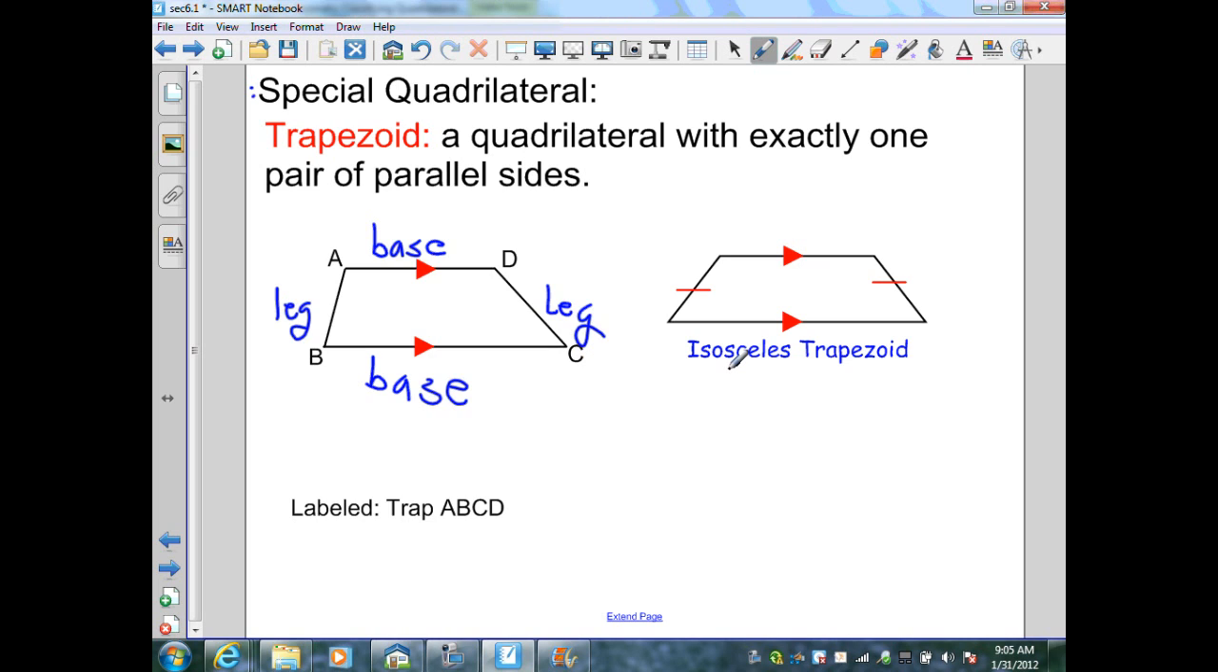An isosceles trapezoid has a few more properties than a regular trapezoid. Again, we have one pair of parallel sides, and those are the bases no matter how this figure is oriented. But what gives this an extra property is that the legs are congruent. And we will discuss how that affects the properties of an isosceles trapezoid later in the chapter.